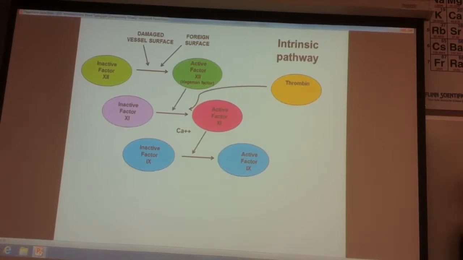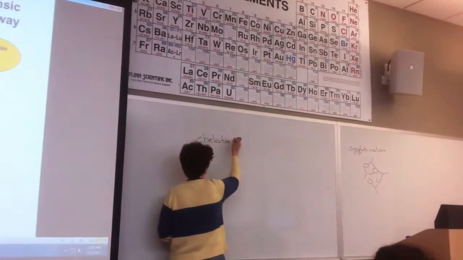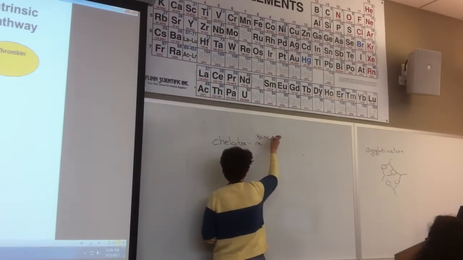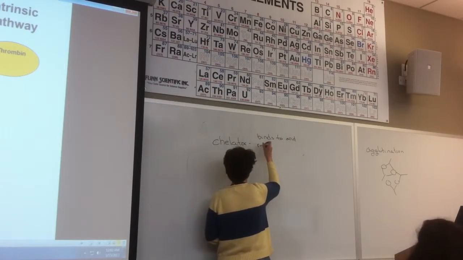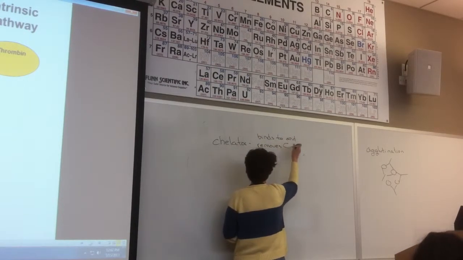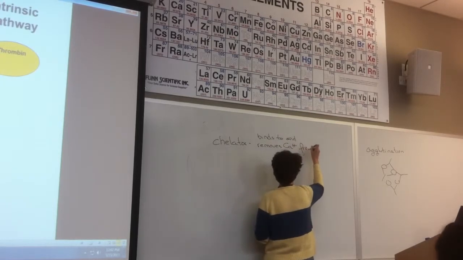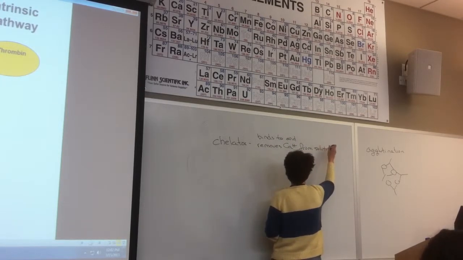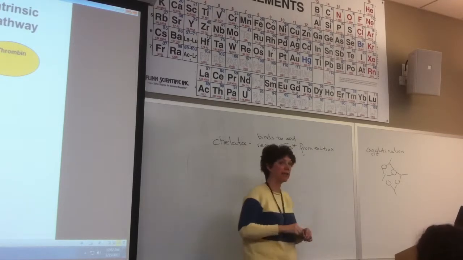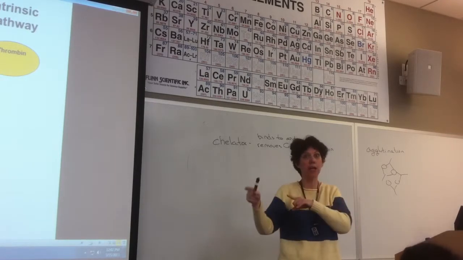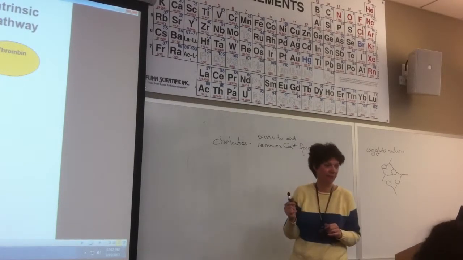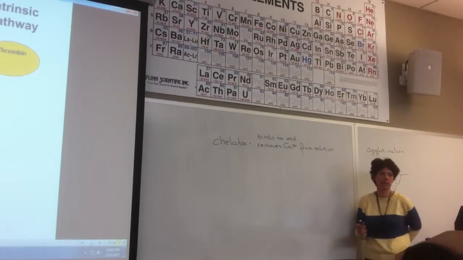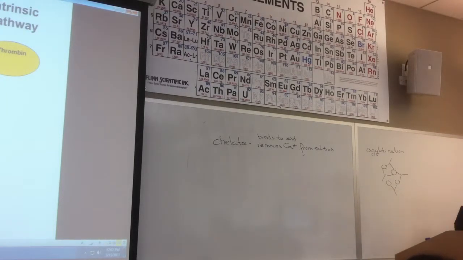So a chelator binds to and removes calcium ions from solution. So anything that removes calcium is going to cause the blood to take longer to clot, or even prevent it from clotting. Okay?